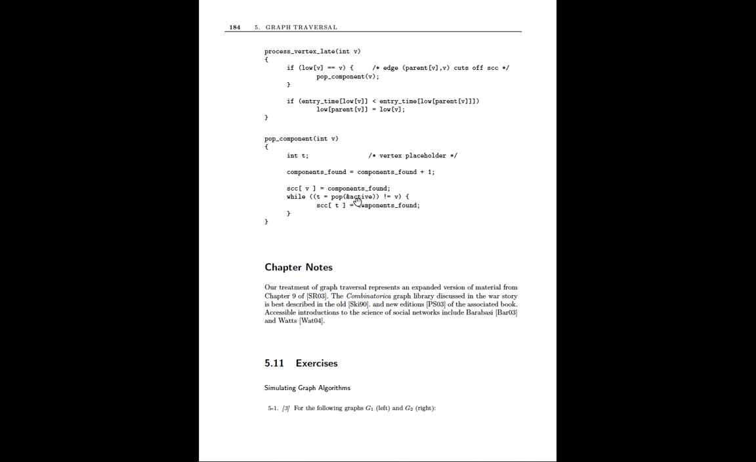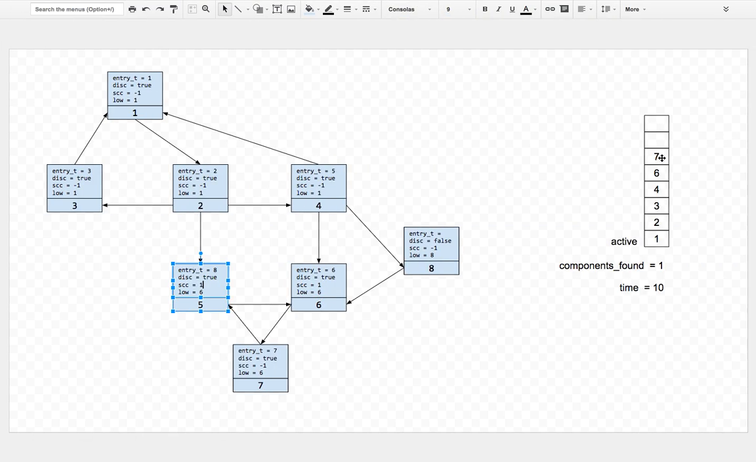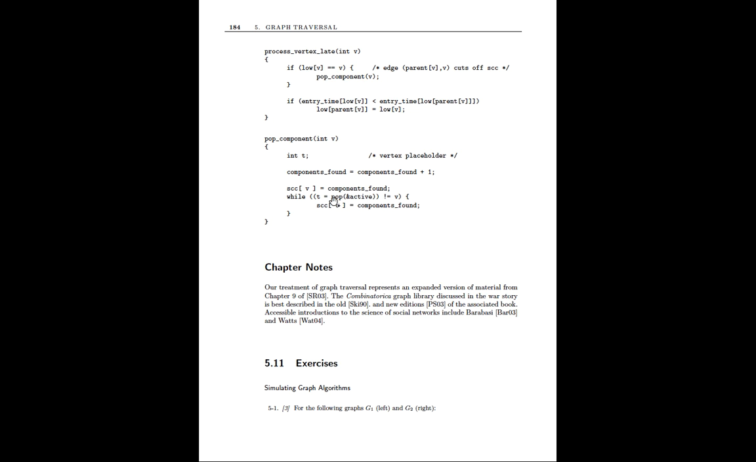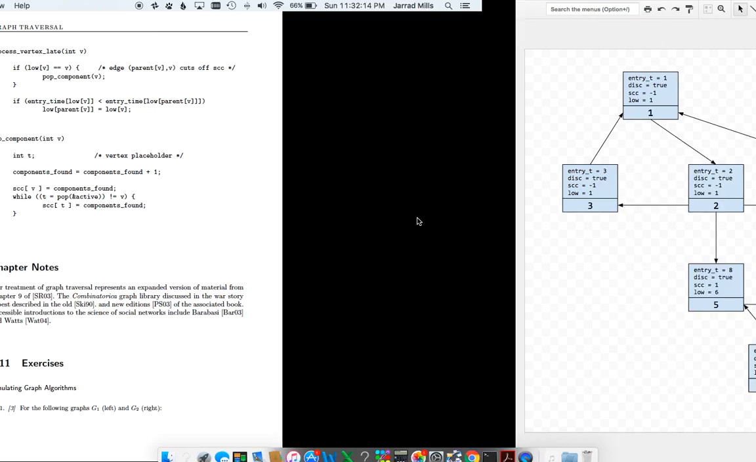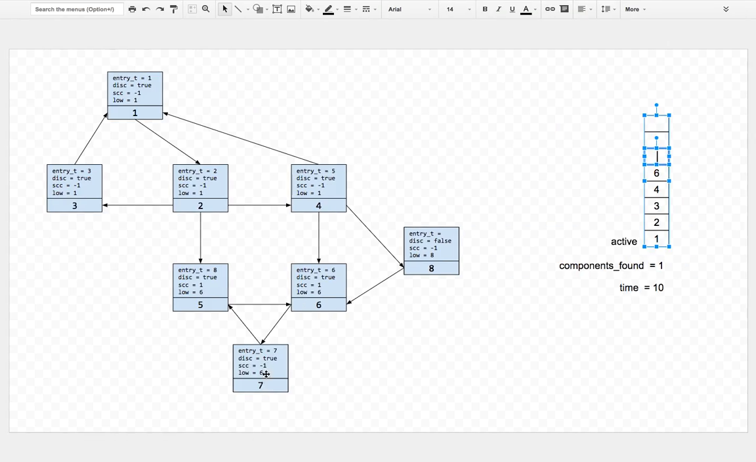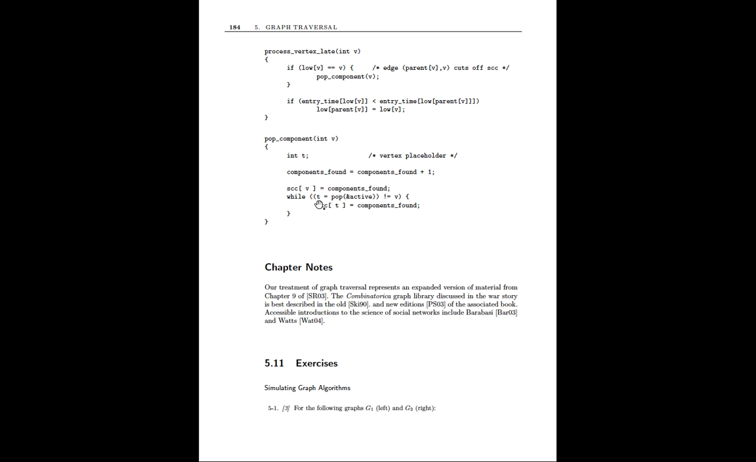Again, I pop another item off the stack here, pop 7 off the stack, set that equal to t, and t does not equal, 7 does not equal 6, which is our current vertex that we are leaving. So SCC for 7 is now set equal to components found, which is 1. SCC 7, 1. And then we return to the condition of the while loop.